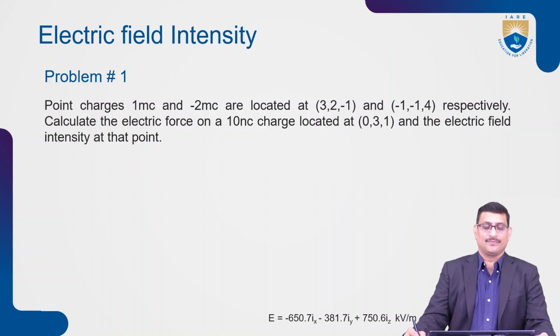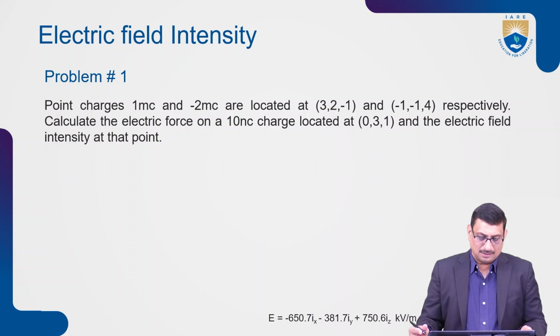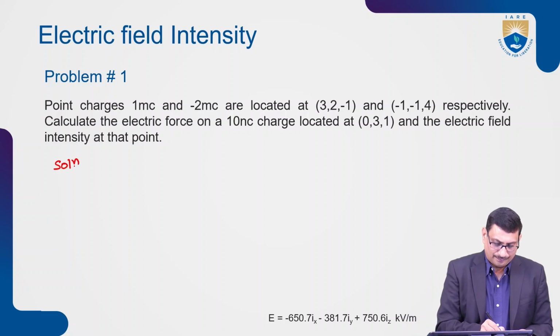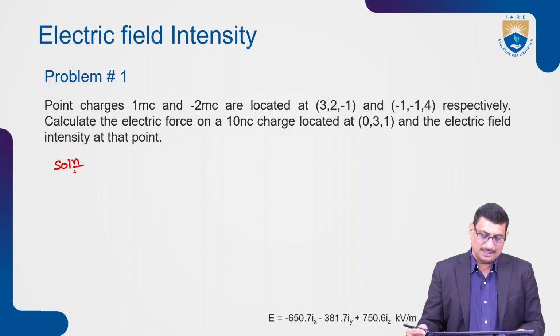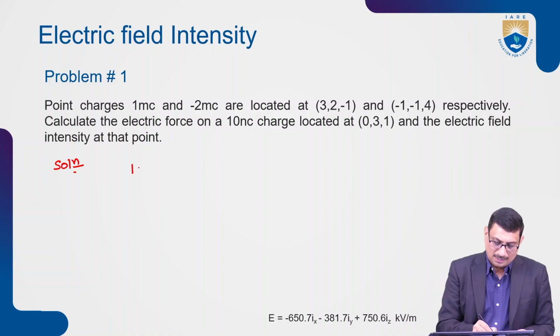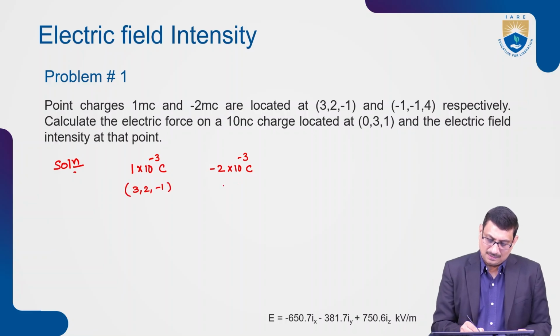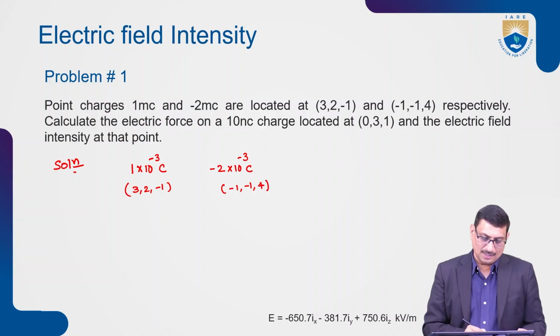So here, given the two point charges of 1 millicoulomb and minus 2 millicoulombs. 1 millicoulomb is 1 into 10 power minus 3 coulombs, and minus 2 millicoulombs is minus 2 into 10 power minus 3 coulombs. They are located at (3, 2, minus 1) and (minus 1, minus 1, 4) respectively.